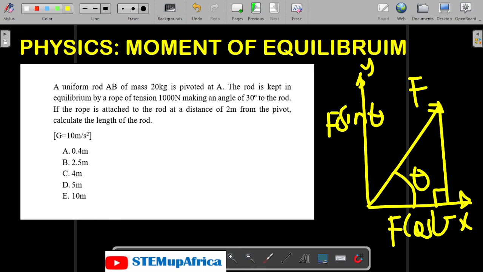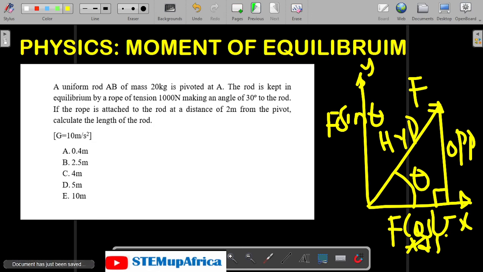Here is 90, here is the opposite, here is the hypotenuse, and here is the adjacent. So I'm going to have F sine theta on the vertical and F cos theta on the horizontal, if and only if the angle is inclined to the horizontal. So with this in mind, let's take our questions of the day.